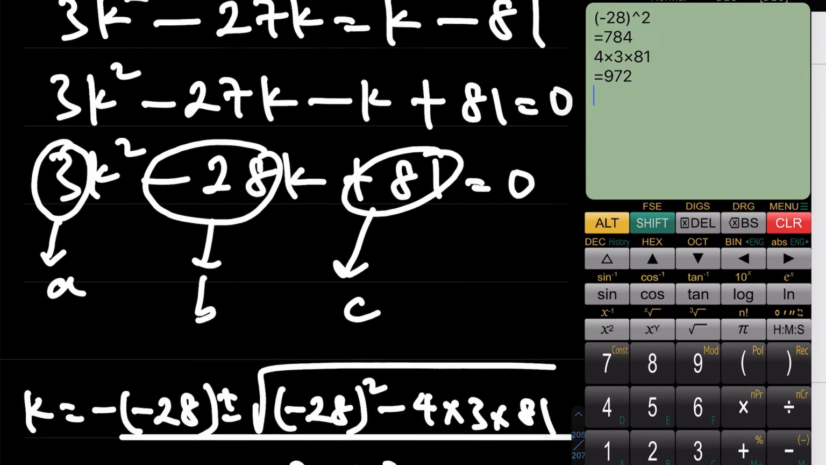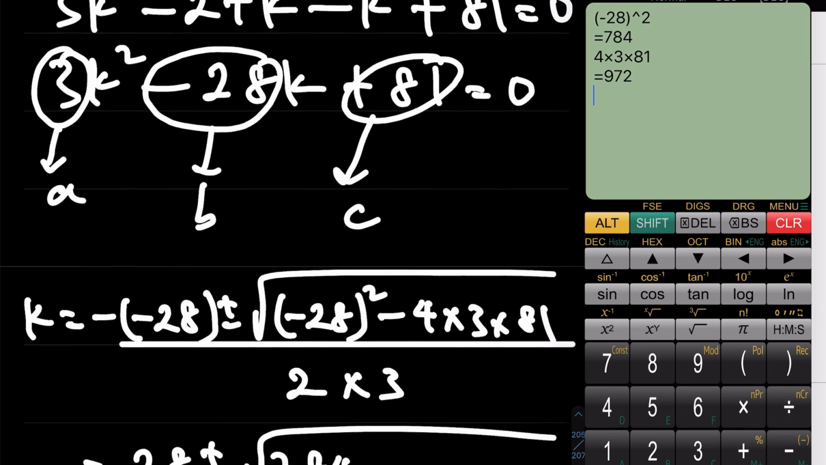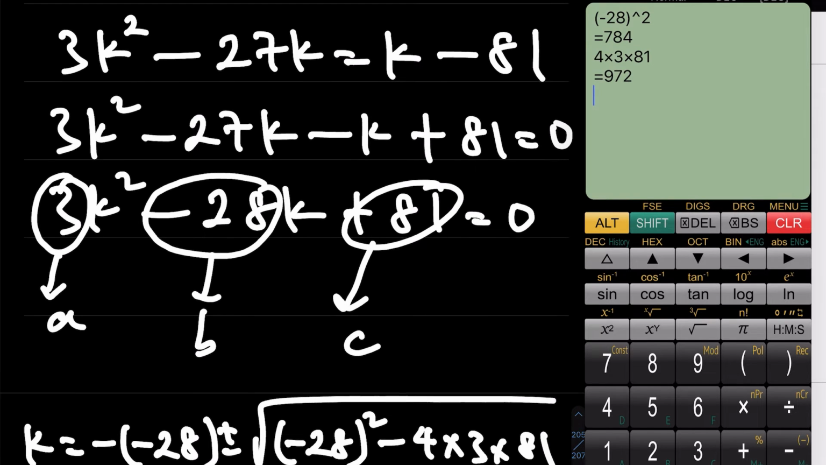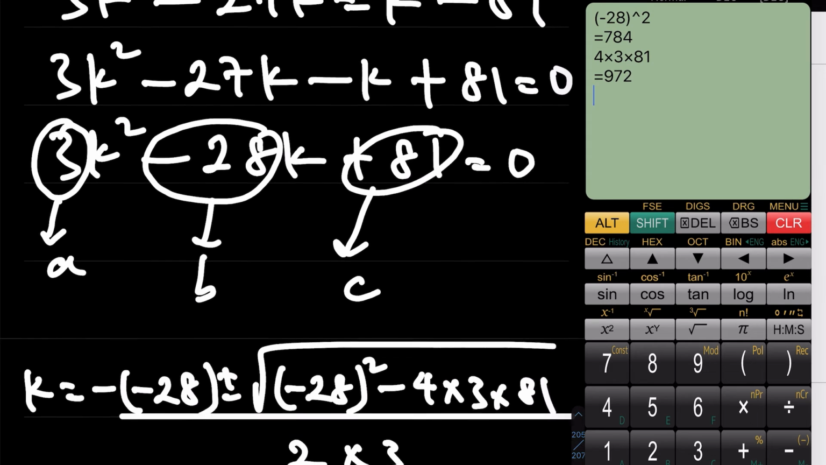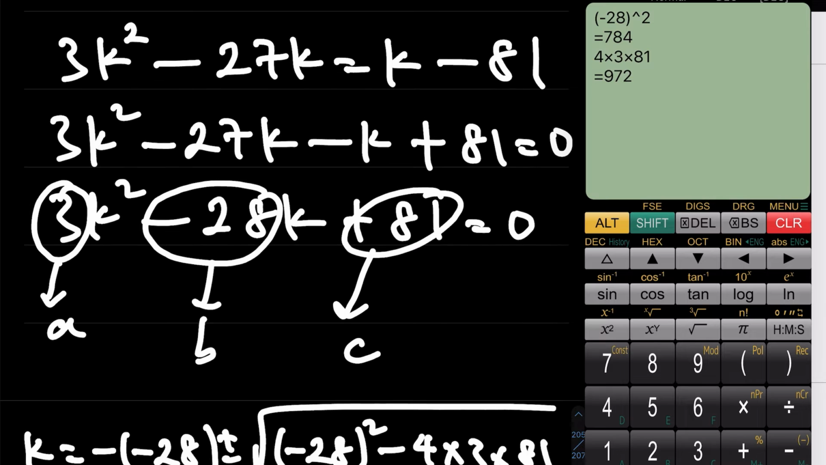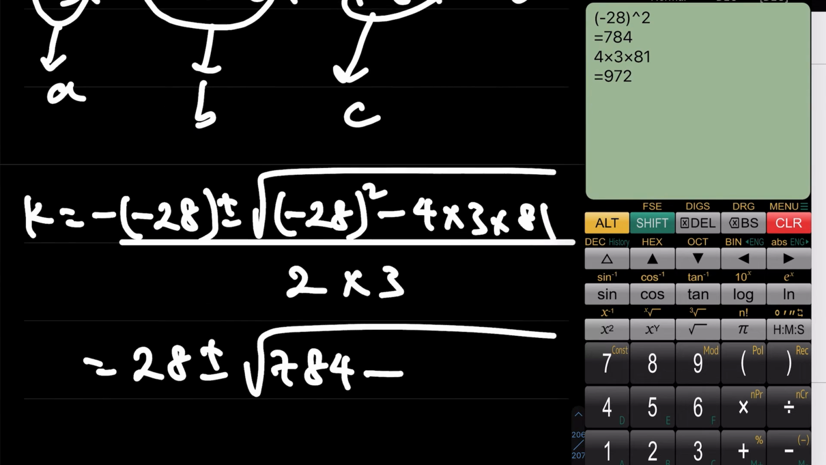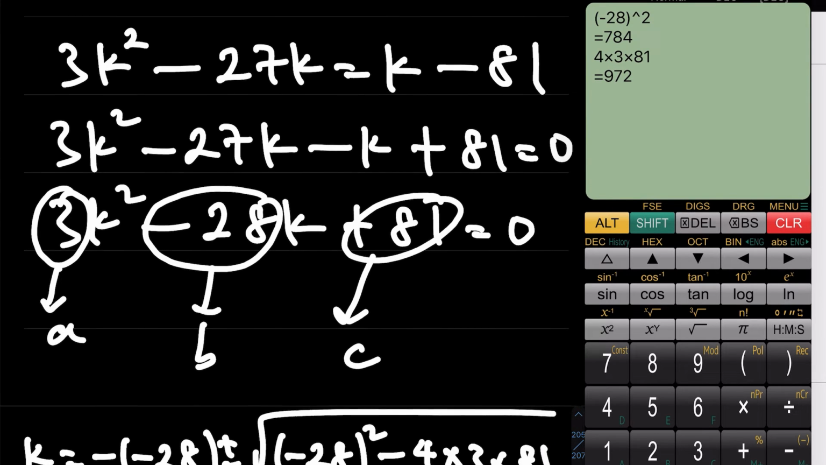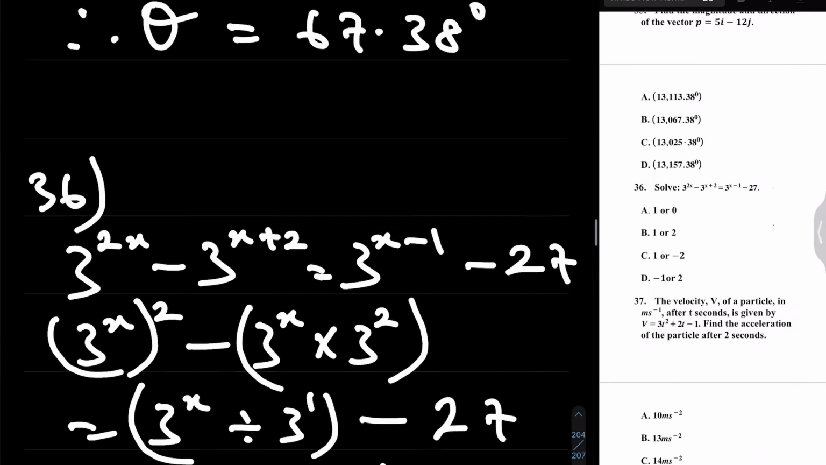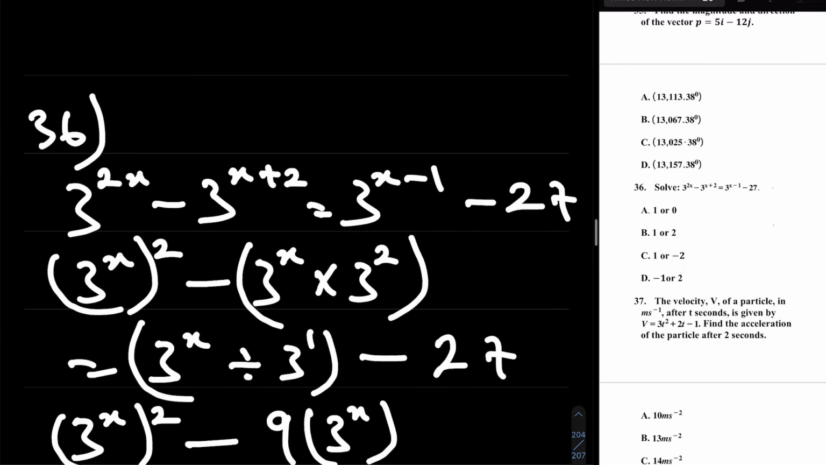So A is 3, B is minus 28, and C is 81. So minus B, which means minus into bracket minus 28, plus or minus root B squared, minus 28 squared, which is 784, minus 4AC, minus 4 times 3 times 81. I think there's an error obviously in the question. There's an error in the question, so let's keep number 36. There's a typo somewhere in the question, I'm sure.